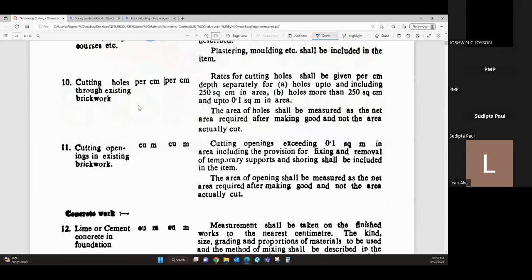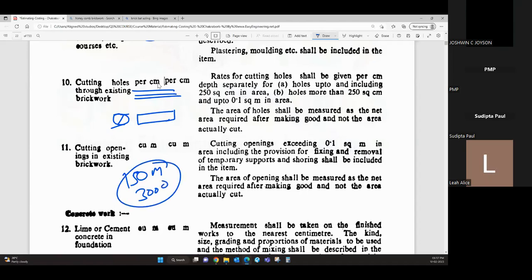Now, the next thing is cutting holes through existing brickwork. When you have to do the electrical work or plumbing work, cutting holes is done per centimeter: what is the diameter of the hole and what is the depth of the hole. Since a wall is just 150 mm or 300 mm or something, these holes are always considered in centimeters. So you write down either 15 centimeter or 300 centimeter. It makes sense, right? So let us get into other things.